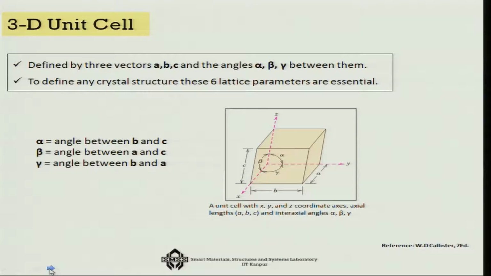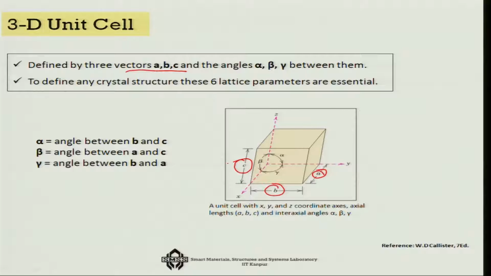Now, in a 3D unit cell, how do you define the unit cell? There are 6 parameters to define a unit cell. So, what are these 6 parameters? There are 3 vectors A, B, C, as you can see, each one of these vectors along the 3 directions x, y, z, and these directions need not be perpendicular to each other. These are along the edges of the crystal lattice.